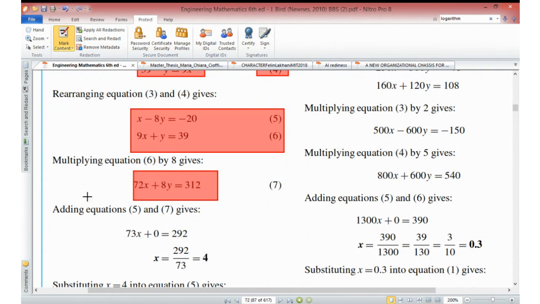So as the process continues, if you add equation 5 and equation 7, as I've mentioned, addition will work for us, then you're supposed to get this. Then you can divide both sides by 73, which is the coefficient of x, so that you can come to a conclusion of 4.